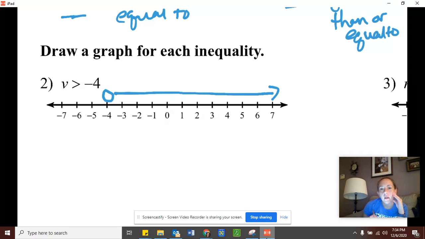Okay. So everything to the right. Basically, that means any of those numbers except not including -4.